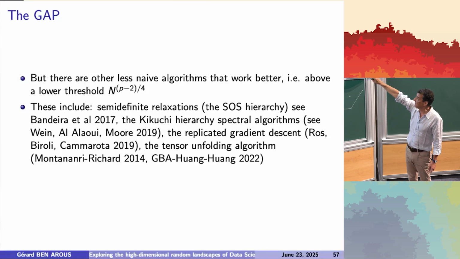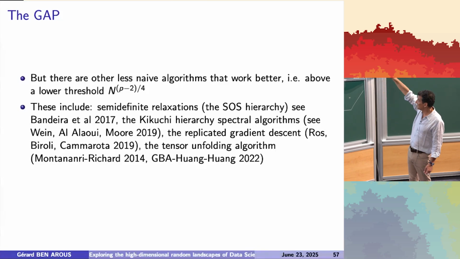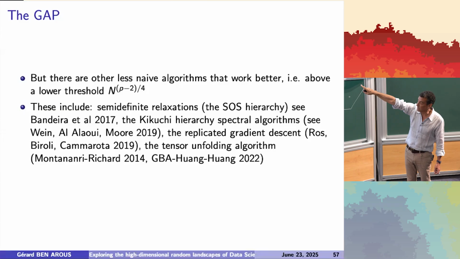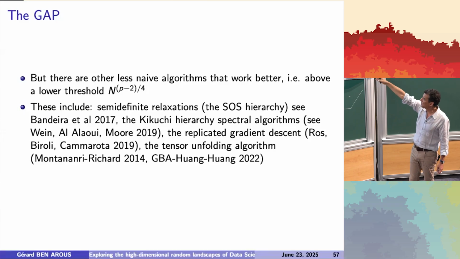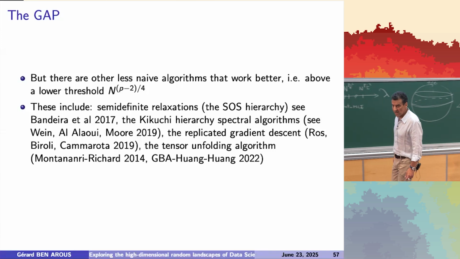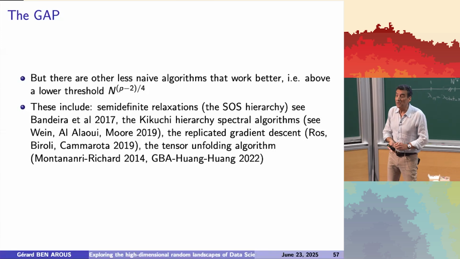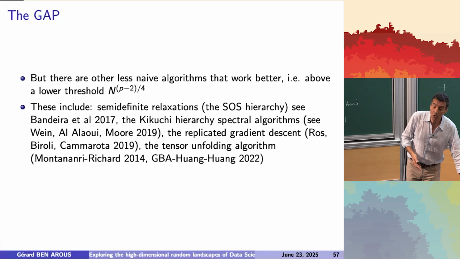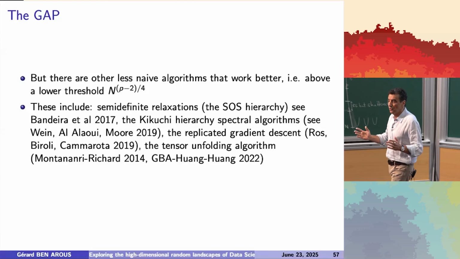The replicated gradient descent, that was done by Giulio and his collaborators. Or the tensor unfolding algorithm, which goes back to Montanari. Well, I made a spelling mistake. It's Montanari without the second N, and it was proved rigorously with Jiaoyang Huang and Brice Huang a few years back. So let me explain just what this one is, just so that you see that we're no longer in optimization.